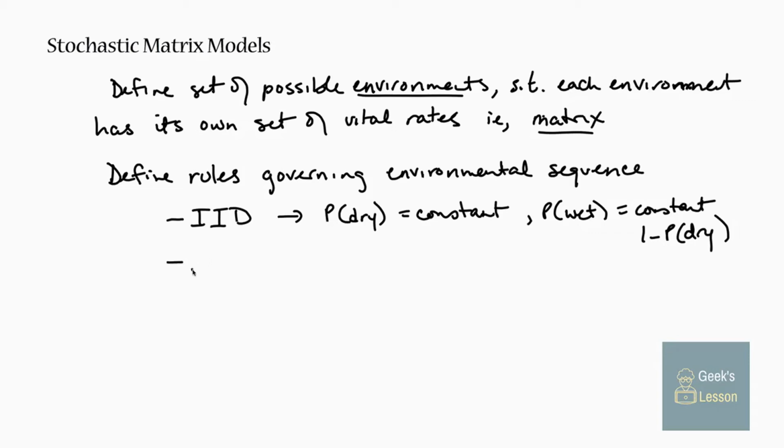The other common way to do this is to have Markovian environments. This seems a little bit more realistic because it means that the probability of a dry year is some function of last year's environment.